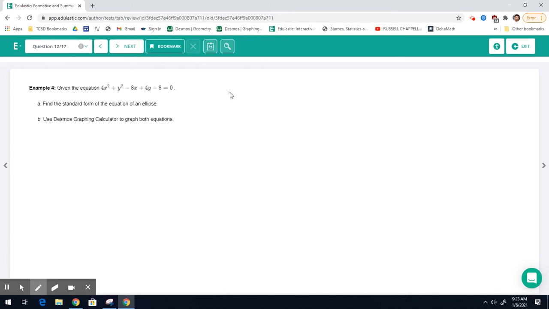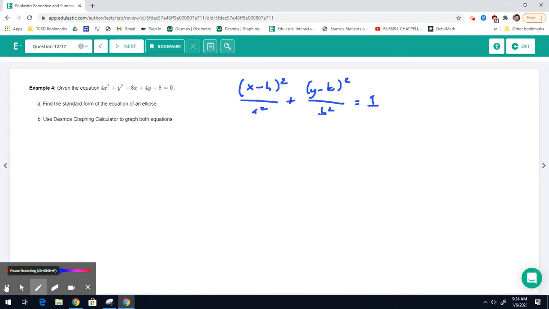We don't know which axis is the major axis. So I'm just going to do generically x minus h squared over a squared, but that could be b, plus y minus k over b squared, but that could be a, equals 1. Okay, so this is going to require what's called completing the square. I don't know if you remember that. So the first step in completing the square is to get the non-x or y terms on the other side. So up here, I'll add 8 to both sides.